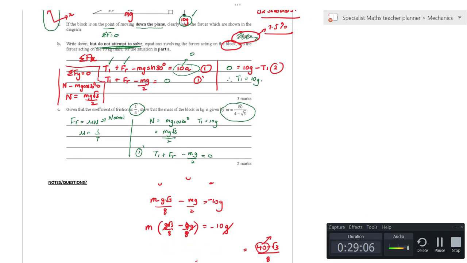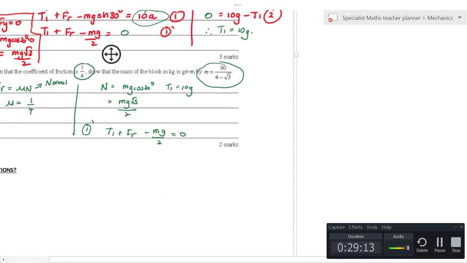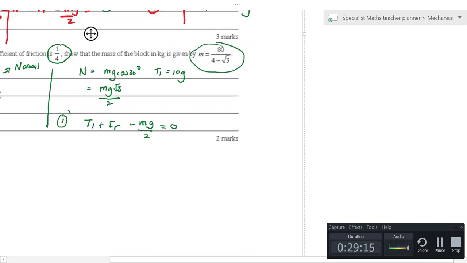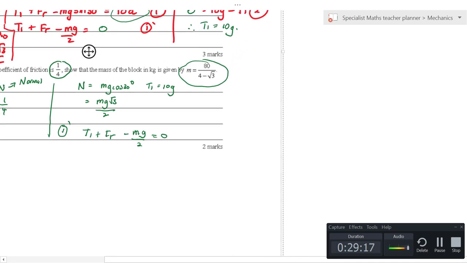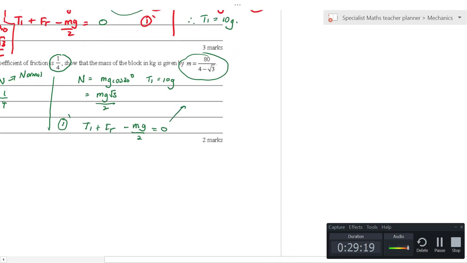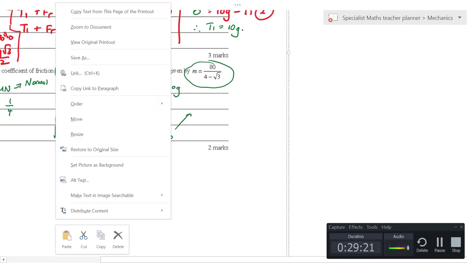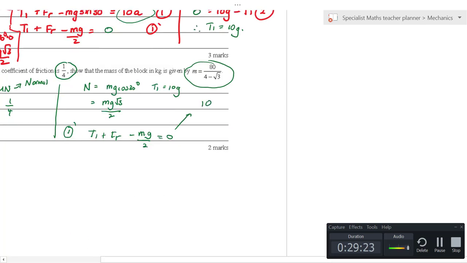I'm going to rub all this out. One small calculation error, which I make too, especially when I'm trying to do exams in half the time. So let's take our time. What we've got is, do we know T1? Yes, we do. 10g, plus friction.